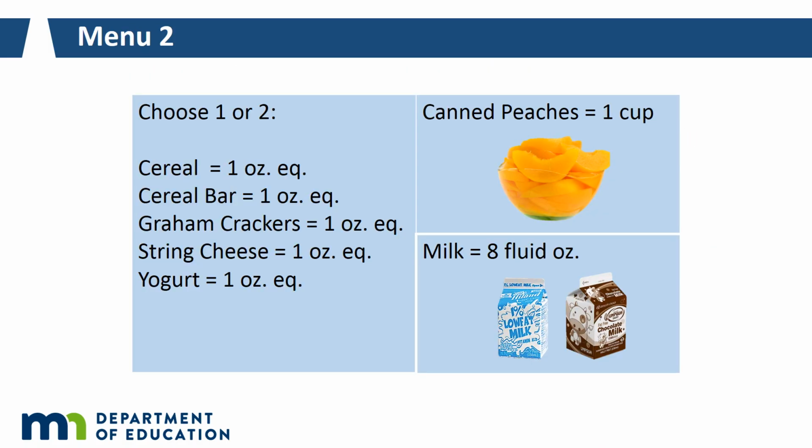Let's look at another menu. Here we have a couple of options, so the students are able to select 1 or 2 items from a variety of grain and meat alternate items. They also are able to select a cup of peaches and a variety of milk. Is this a reimbursable menu? Yes. The menu offers 1 cup of fruit, 1 cup of milk, plus at least 1 ounce equivalent of grain and an additional item, for a total of 4 items.